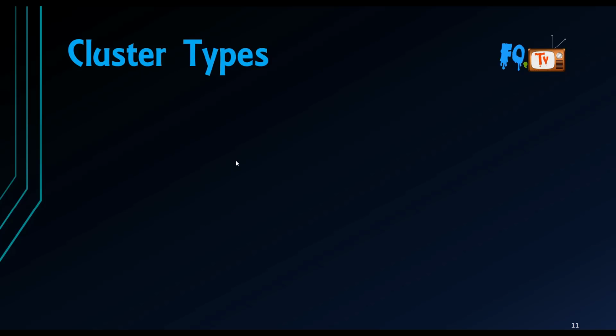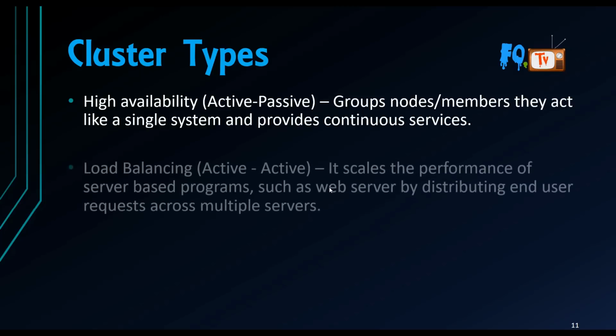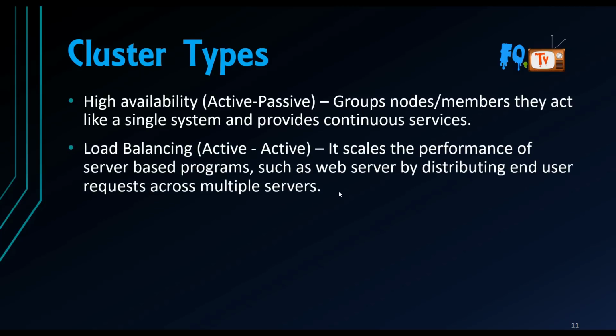Okay, so again we are going to see how the cluster setups work. We already saw the high availability cluster: a group of nodes or members act like a single system and provide continuous services. And load balancing scales the performance of server-based programs such as web servers by distributing end user requests across multiple servers. So the end user request is changed over to multiple servers, like number 1, number 2, something like that.